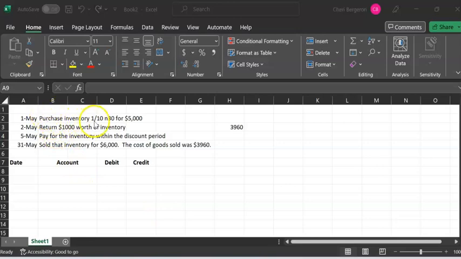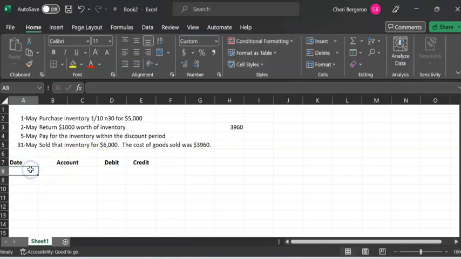Alright, so we purchased inventory 1/10, net 30 for $5,000. So these are our credit terms, and if you ever see credit terms then you know it was on account, because they're asking you if you pay within 10 days you can get a 1% discount. They would only give you that if you purchased it on account.